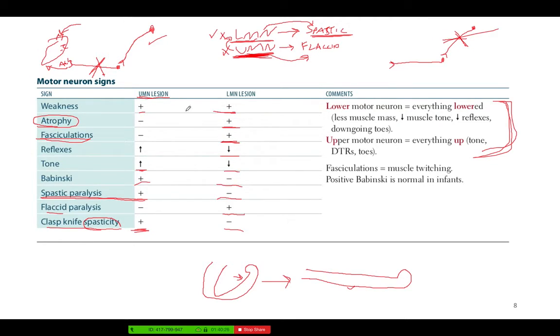So this is a hot topic for the Step 1. You'll see a lot of questions on this. Even in your UWorld, you'll see a lot of questions on this upper versus lower motor neuron. Do you have any questions on this right now?